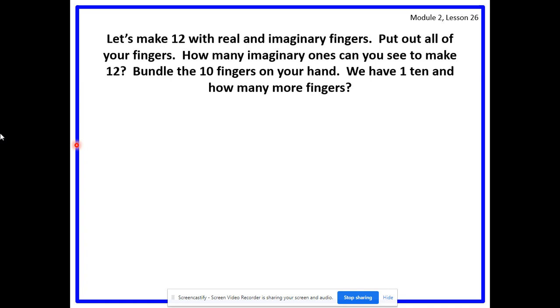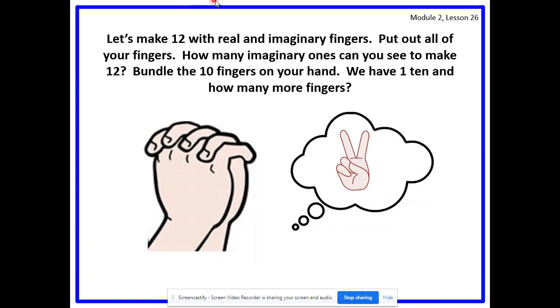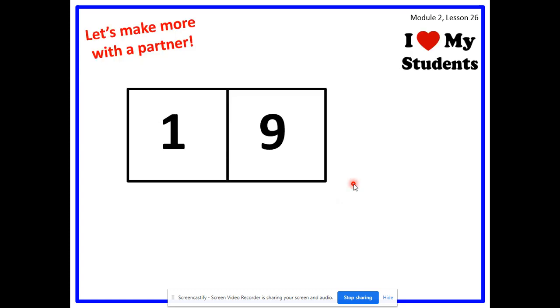So let's bundle the 10 fingers on your hand. And we have 1 ten right here. Your hand should look like this. And how many more fingers do we have to make 12? Get ready. Yes, 2 more fingers. Let's go ahead and make some more. Ready? We need to use our imagination. Your markers and your pencils are still parked. We're just listening and we're using our fingers.